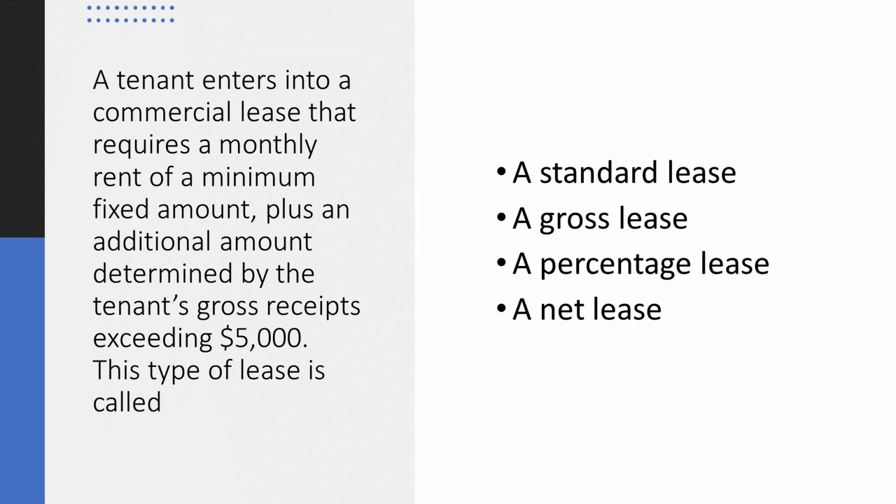Our answer is C, a percentage lease. When a business tenant pays rent that varies according to the tenant's gross business receipts, the arrangement is called a percentage lease. In such a situation, the landlord shares in the tenant's business risk because of the possibility of receiving no more in rent than a minimum fixed amount.